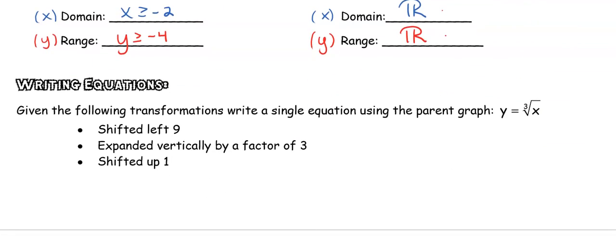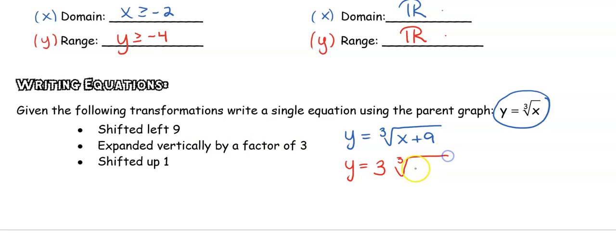All right, last, writing these equations. So we just reviewed our transformations. We're going to remember how to write our equations here. Given the following transformations, write a single equation using the parent function. So we're going to go left 9. Well, if I'm going left 9, remember that happens on the inside, and it's the opposite. So I have x plus 9 on the inside of my radical, expanded vertically by a factor of 3. That means I've got 3 times the cube root of x plus 9.